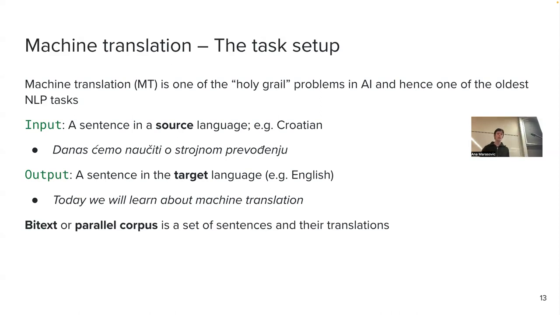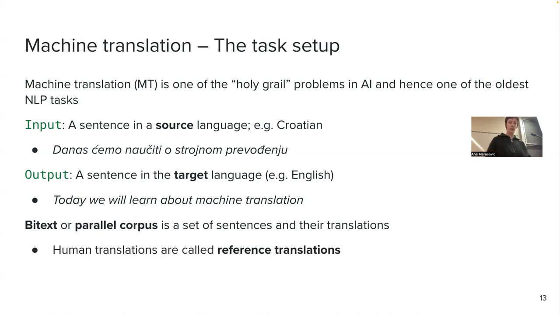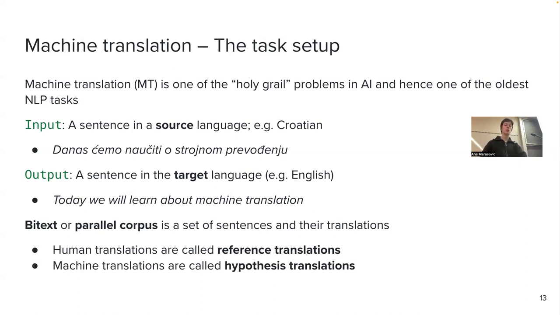And to do this, we'll need a so-called bitext or a parallel corpus, which is a set of sentences or larger pieces of text and their translations. So for every piece of text in one language, we have its translation in another language, and therefore it's parallel because the content is the same. Human translations are called reference translations, and machine translations are called hypothesis translations. All of the terms I have put in bold here are legit terms we use when we talk about machine translation. So try to use them to be on the same page with people who know about this.